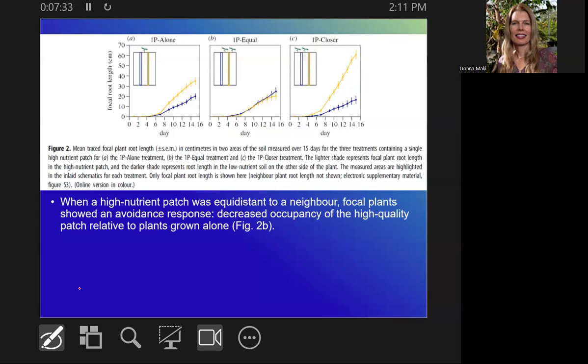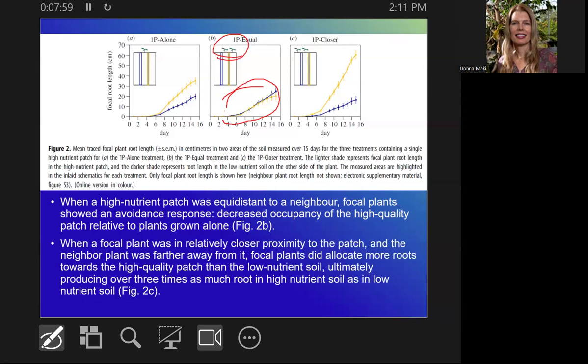So when a high nutrient patch was equidistant to a neighboring plant, they avoided it. They're like, oh, okay, I've got to do a little bit different growth pattern. And like I said, the only difference was that there was a neighbor in the mix on that one. And then with 2C, when the focal plant was closer to the good nutrient patch and the neighbor plant was farther, the focal plants did go toward the high nutrient patch.